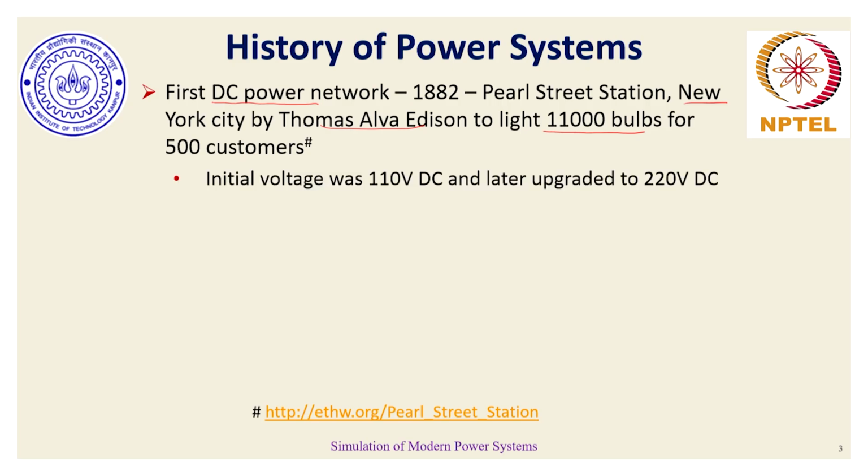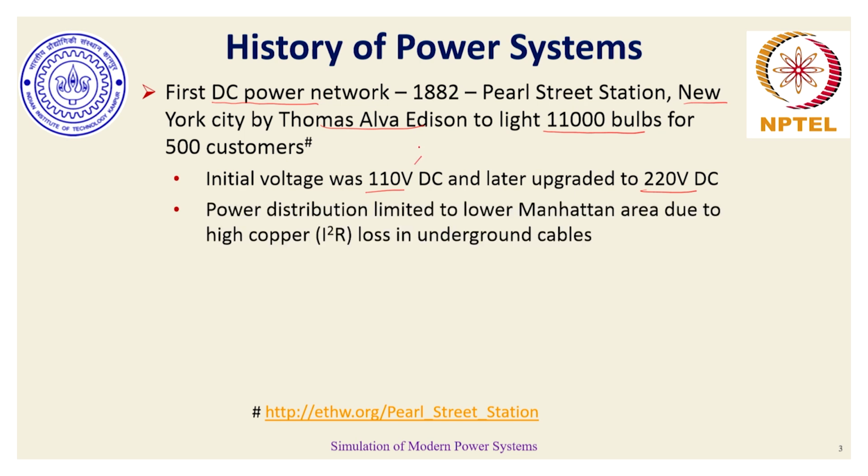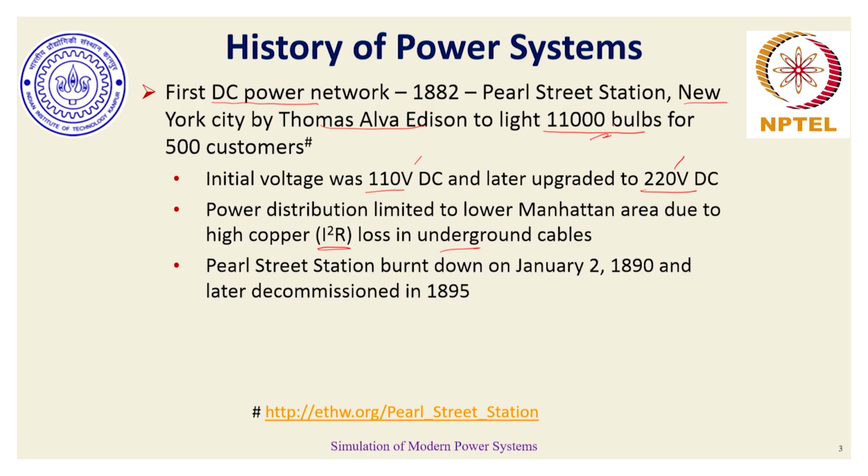The voltage level of this DC system was initially 110 volts, which was later upgraded to 220 volts. The reason for this upgrade was that at lower voltages, the copper losses in the copper conductors used for the underground power cables were significantly higher, and hence Edison thought that by upgrading the voltage level, these losses would go down and more power would become usable to the lighting load, the bulbs.